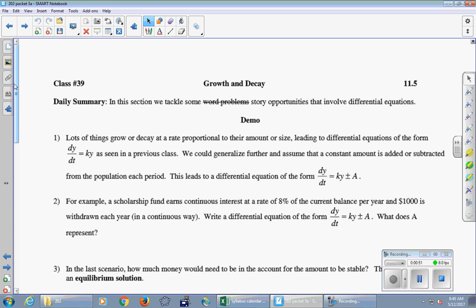Okay, so class 39 is here. It's about growth and decay. It's a whole bunch of word problems. I have decided that we're not doing this. So I'm just going to scratch this from our curriculum, and you don't have to worry about this section from the test. And today we're just going to talk about the final exam briefly, and then you'll study practice problems and stuff like that. All right.